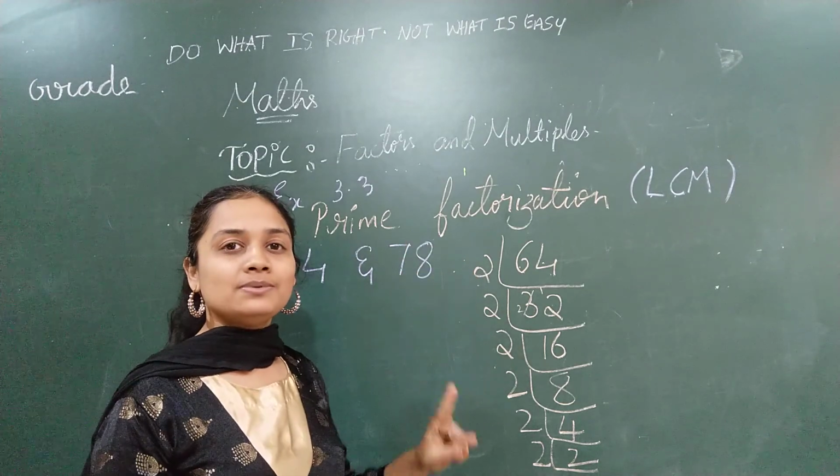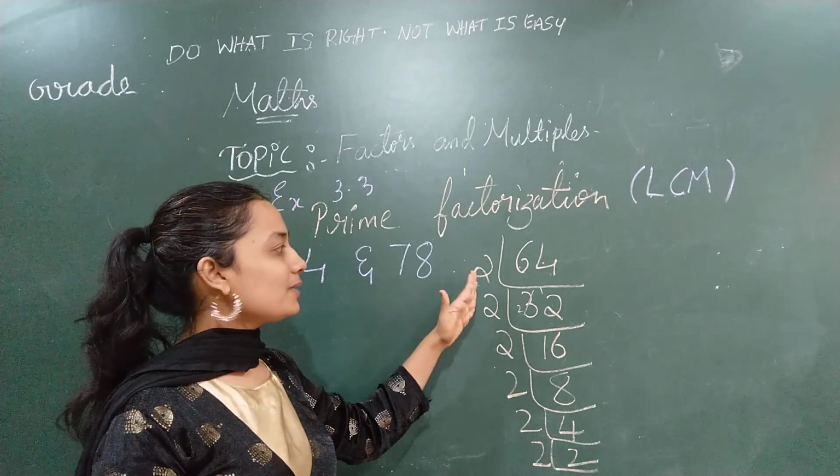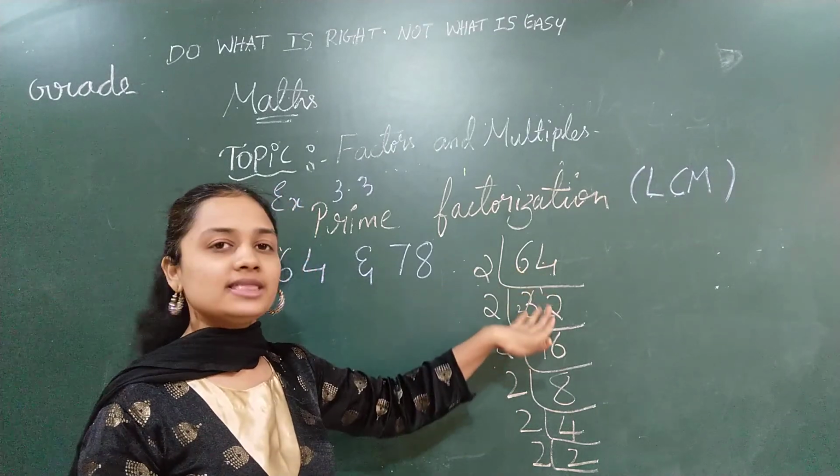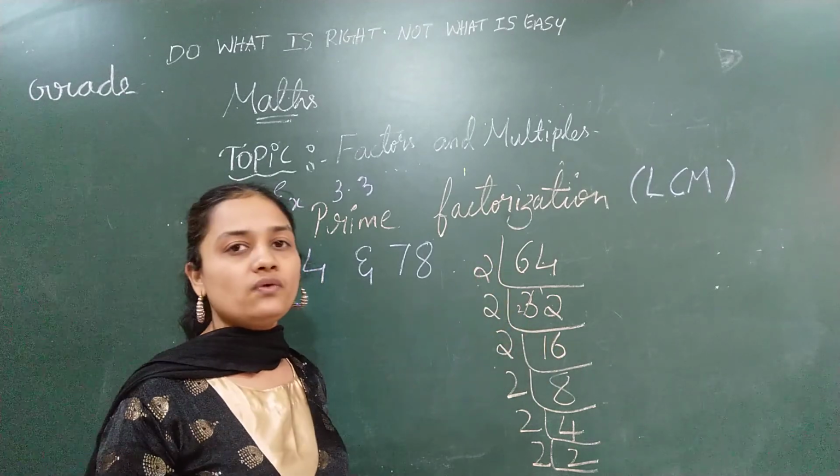3 is a prime number. 5 is a prime number. You all know what prime numbers are. So only prime numbers you should take and divide the numbers. So now I got the prime factors of 64.